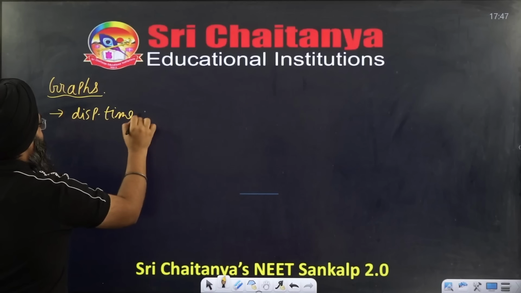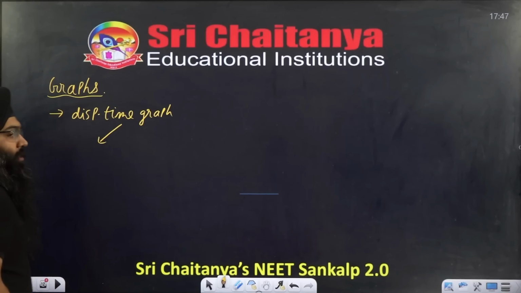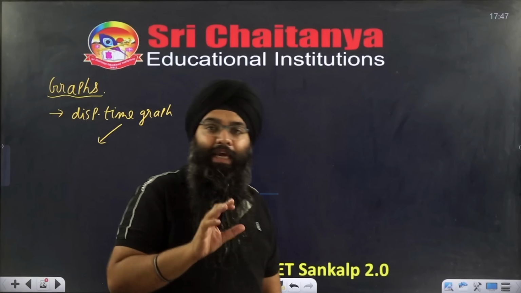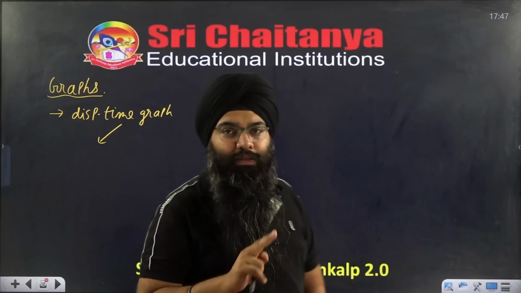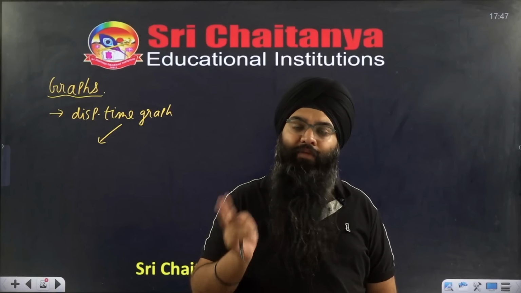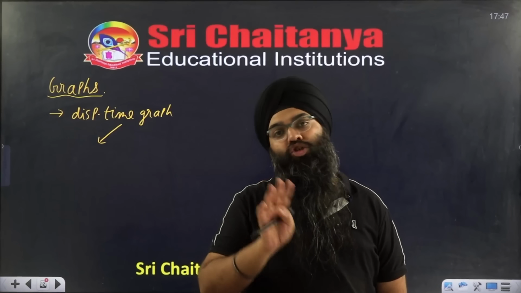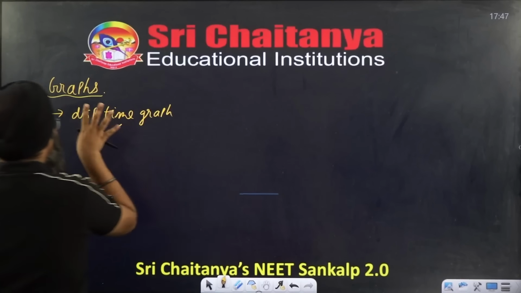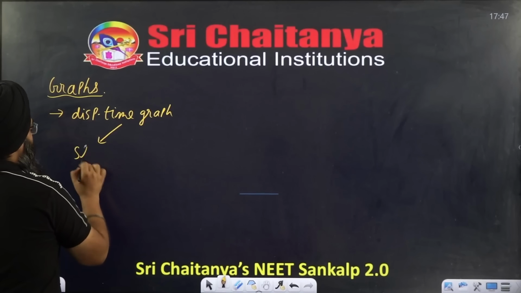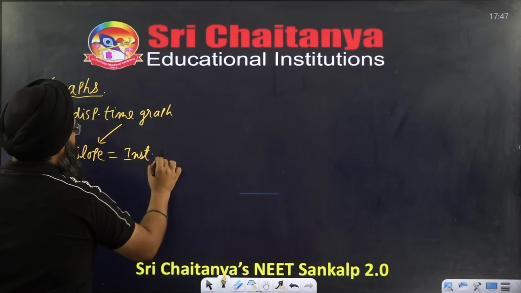In a displacement time graph, if information is asked, always remember two things are important: the slope of the graph and the area under the graph. Area under the graph means integration, slope of the graph means differentiation. You already know this. So in a displacement time graph, the slope will give me instantaneous velocity.